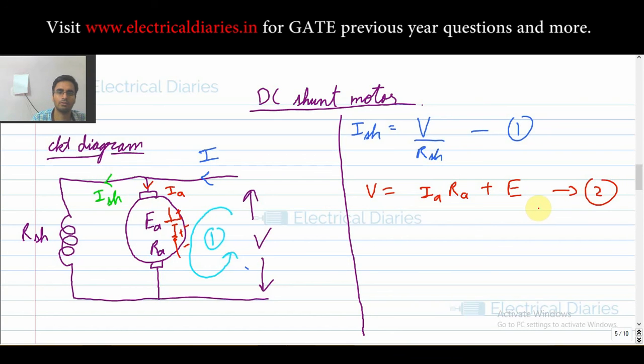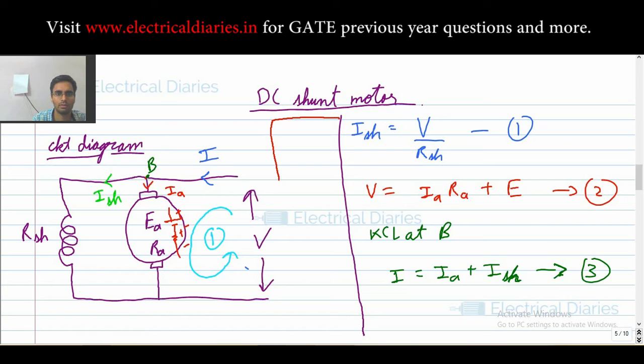So this is the equation for the shunt motor, and this is the KCL at point B. I is equal to IA plus ISH. These three equations are mandatory for the DC shunt motor, and generally for a DC motor you should remember these things.